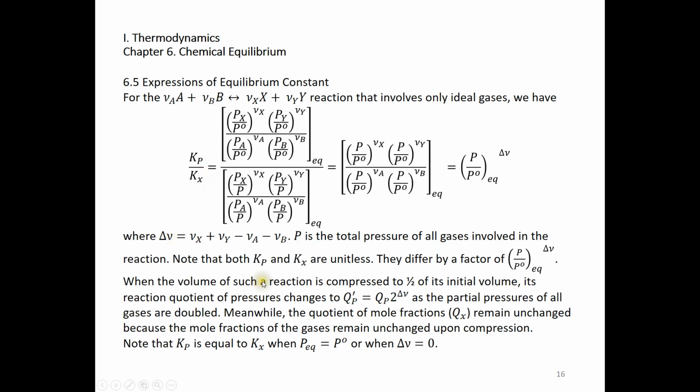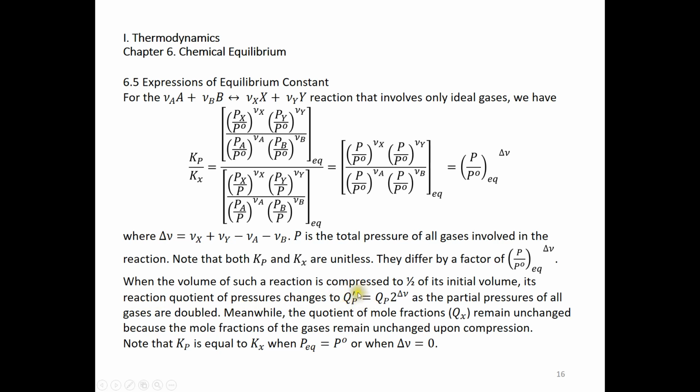Now let's imagine a scenario. What if the volume of this reaction is compressed to only 1/2 of its initial volume? What will happen? Its reaction quotient of pressures will change. Why is that? Well, if you change the volume under constant temperature condition, the pressure will change. If you compress the volume so it becomes 1/2 of its initial volume, that means the pressure of every single species, A, B, X, Y, is doubled. That's why the new reaction quotient of pressures will change.